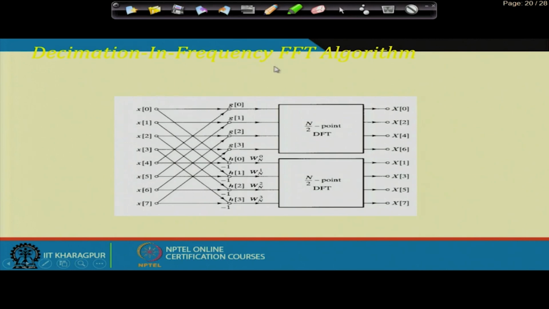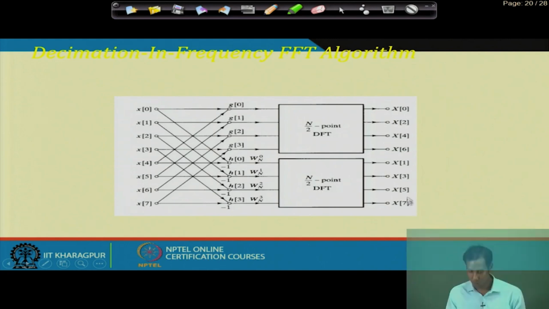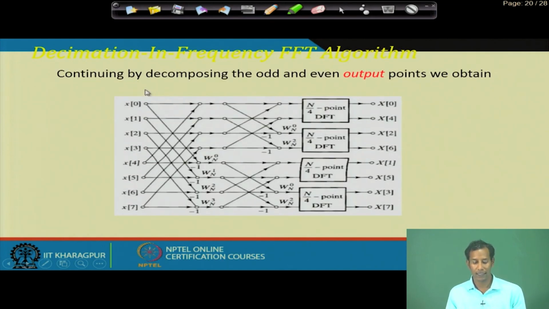Now, in the decimation in frequency FFT algorithm, we have initially done x0 with x4, x1 with x5, x2 with x6, x3 with x7, and then in the next stage we have N by 2 point DFTs, which generate x0, x2, x4, x6 and here x1, x3, x5, x7. That means the even part from the upper DFT and the odd part from the lower DFT. Then the same thing using N by 4 point DFT we can easily compute. It is just the reverse case of the fast Fourier transform we have already seen.